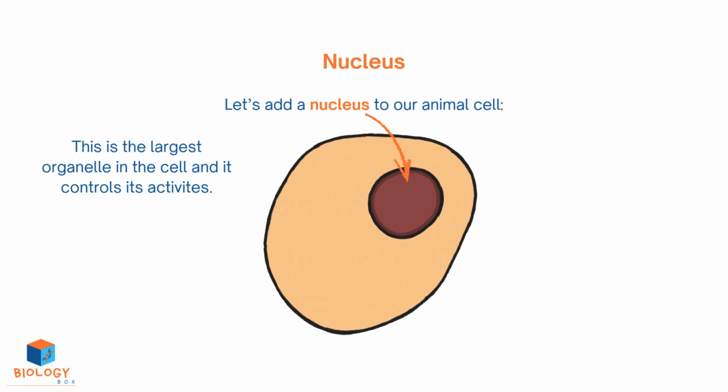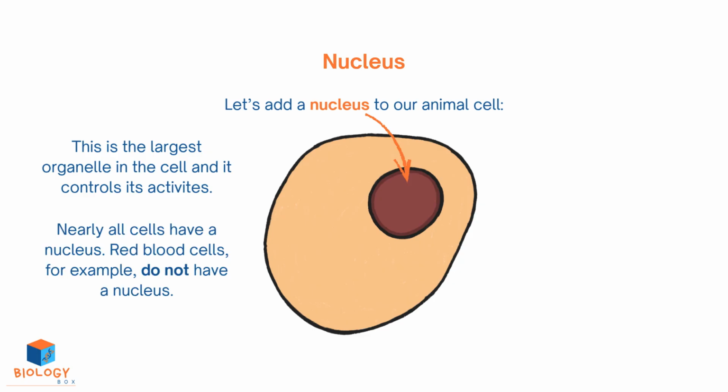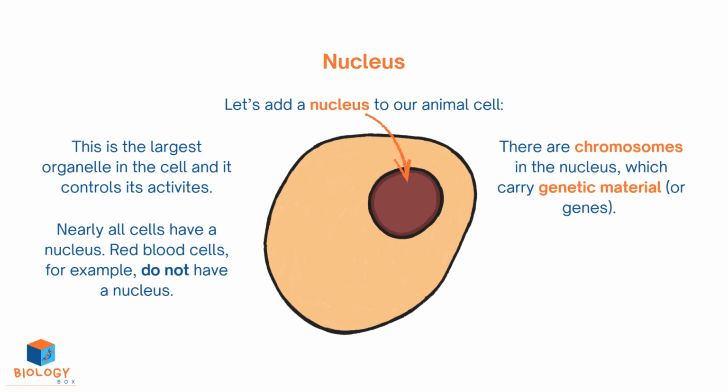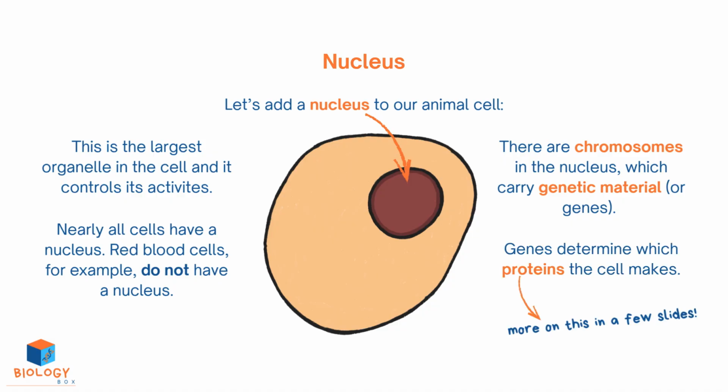This is the largest organelle in the cell, and it controls its activities. Nearly all cells have a nucleus. However, red blood cells, for example, do not have a nucleus. There are chromosomes in the nucleus which carry genetic material, or genes. Genes determine which proteins the cell makes. We'll do a bit more on this in a few slides.